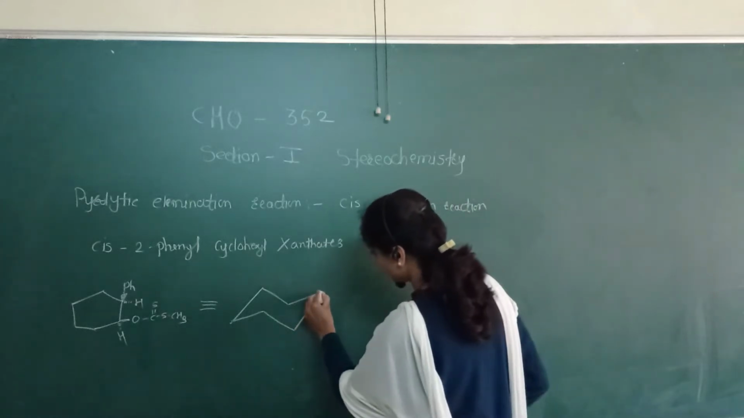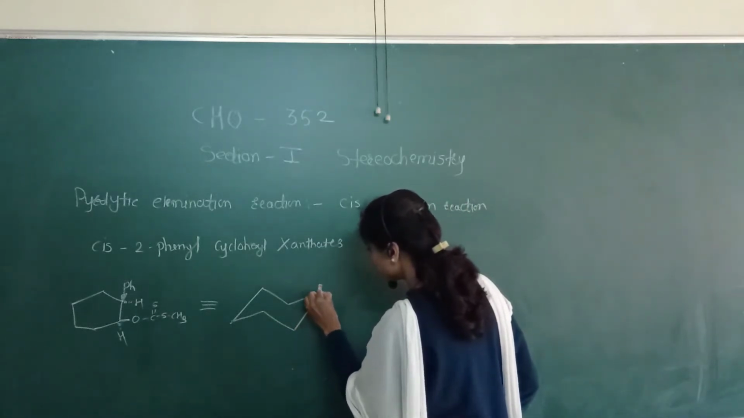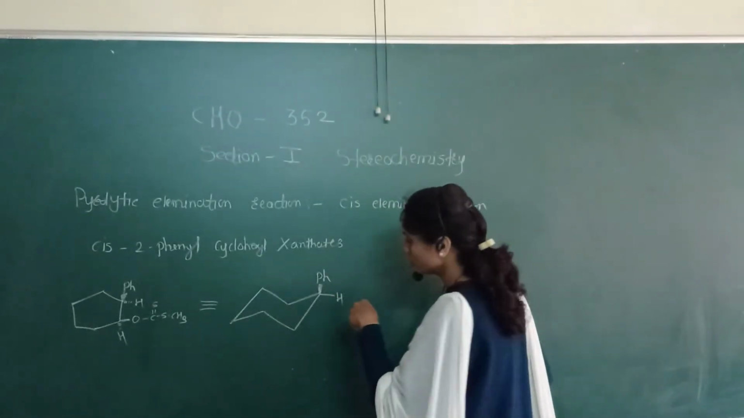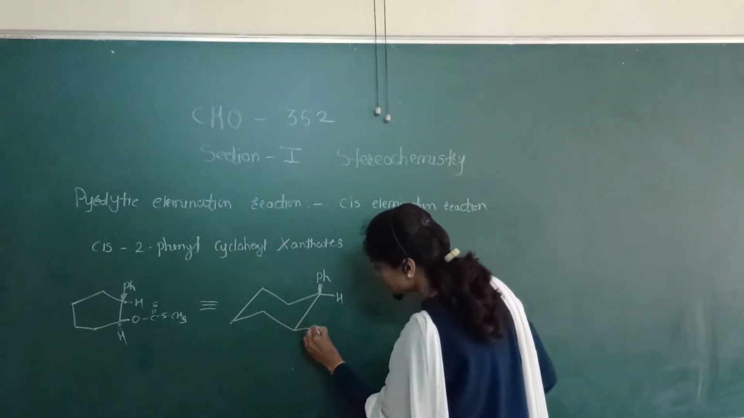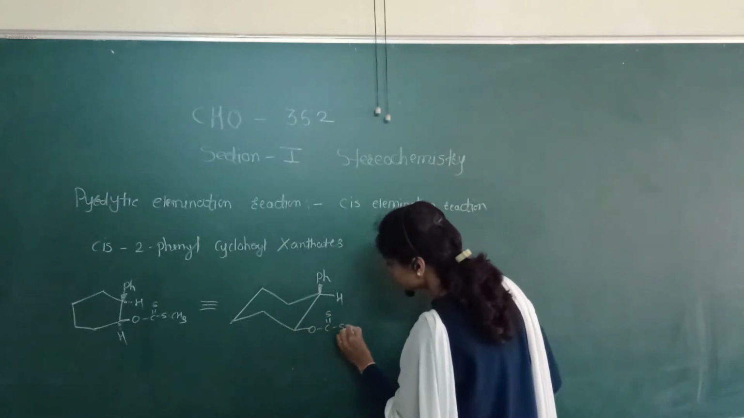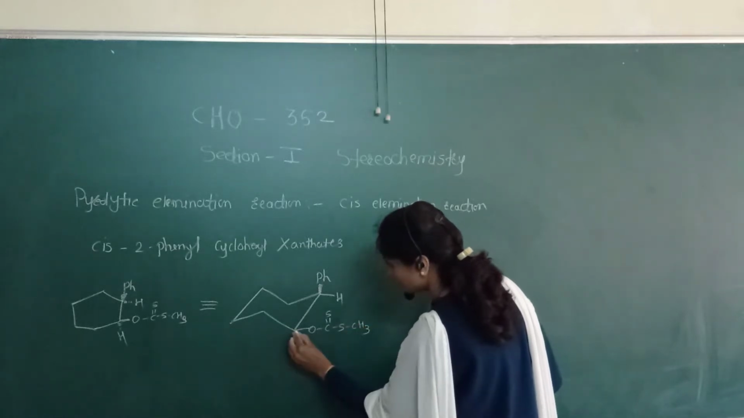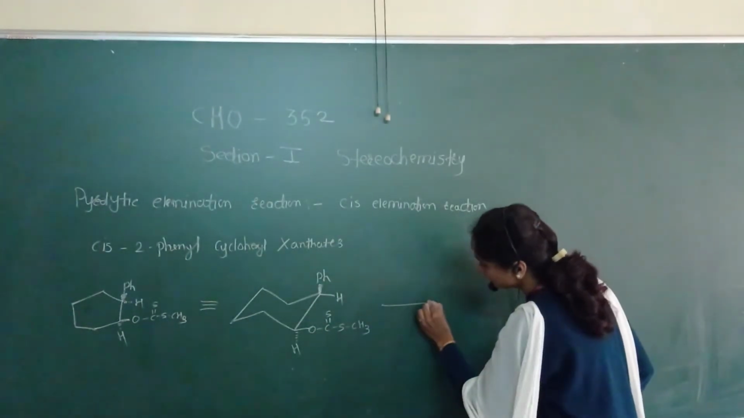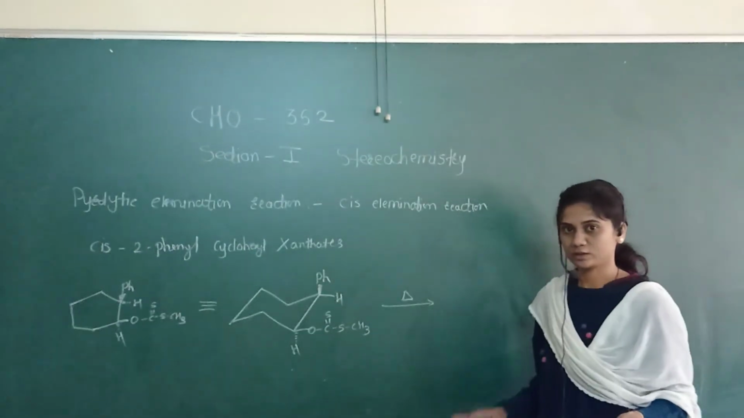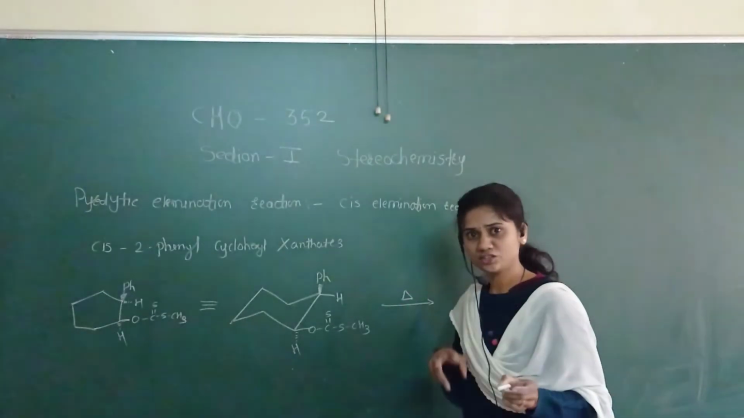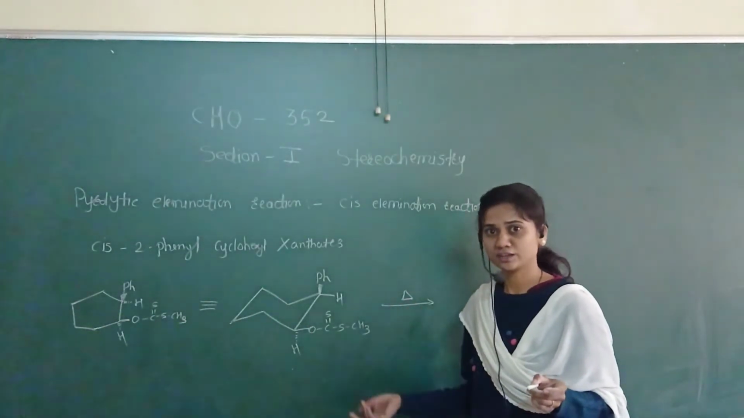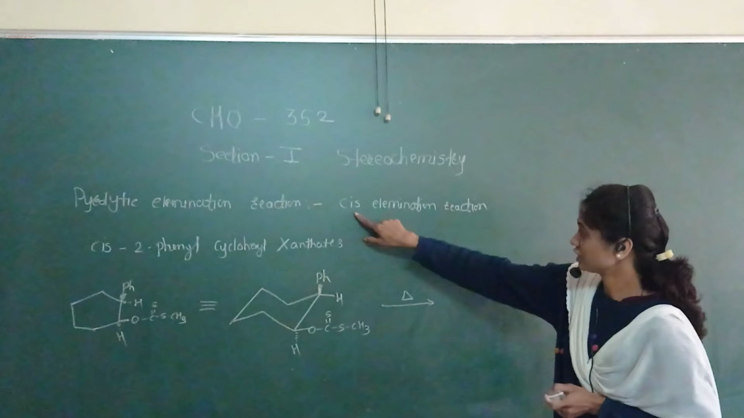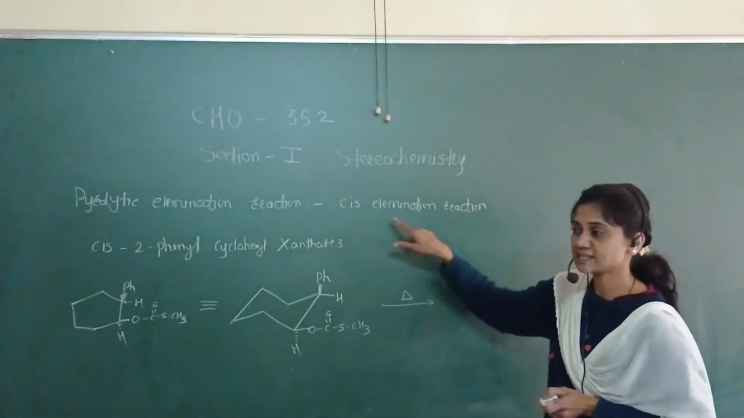This phenyl, as I mentioned here directly, is above the plane and this hydrogen is below the plane. Now this O xanthate group, C double bond S, S C H 3, and here is hydrogen. In this reaction under heating condition we get two products, one a major product and another a minor product. Our condition in pyrolytic elimination reaction is that it must be cis to each other. Cis elimination reaction.